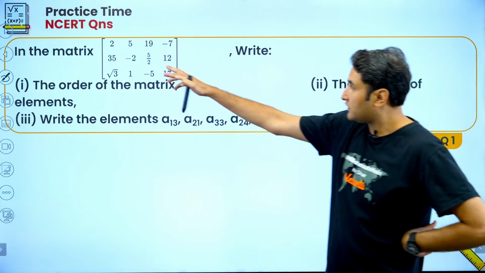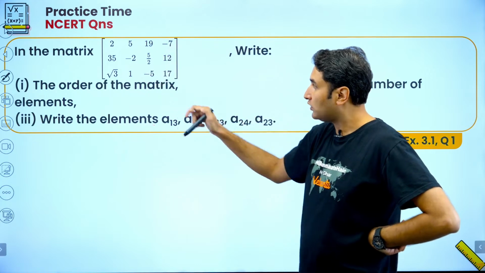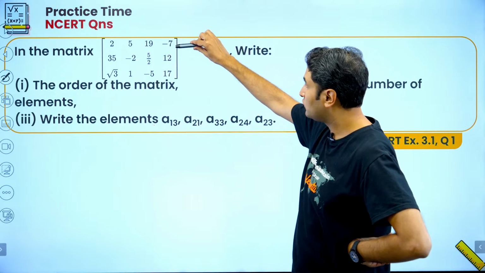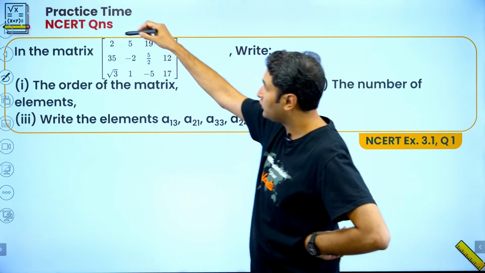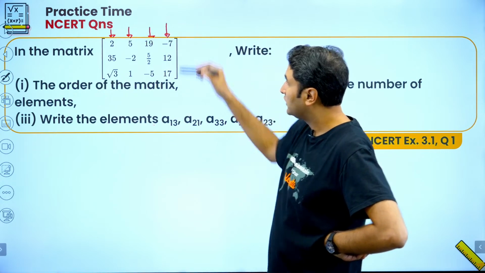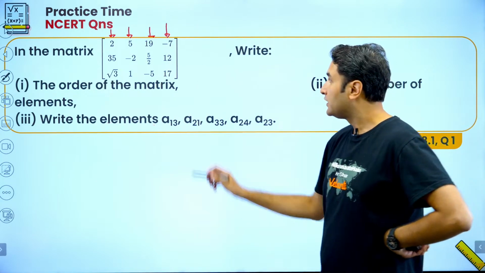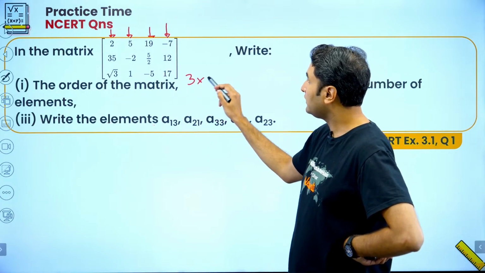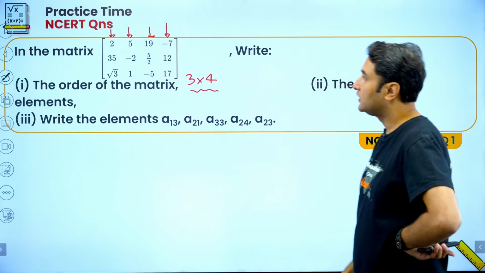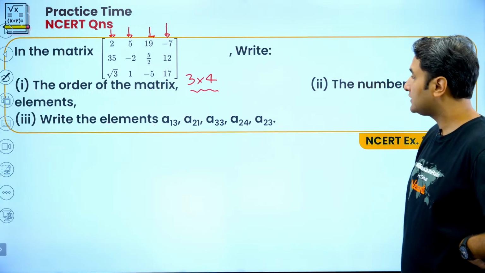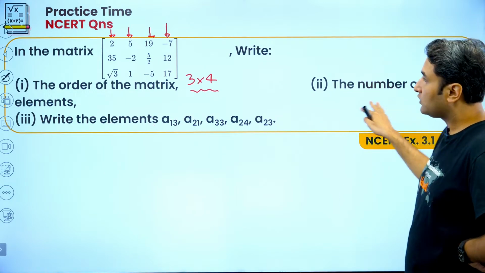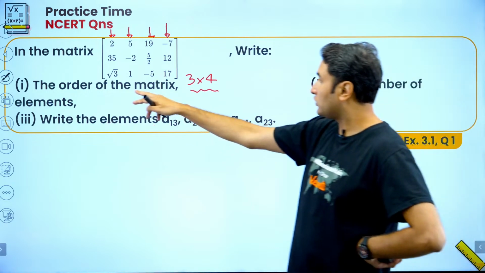So a matrix is given 2, 5, 19, minus 7 and so on. What's the order, bachcho? How many rows are there? First row, second row, third row. What is the column? 1, 2, 3, 4. So can you write down the order? It is 3 row by 4 columns. So order of the matrix is 3 by 4. Alright. The first one is order of the matrix 3 by 4.